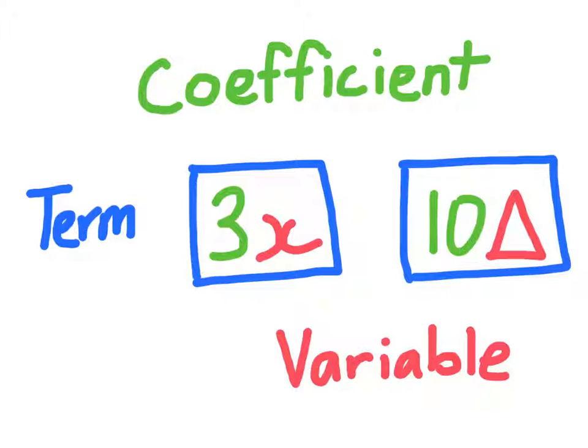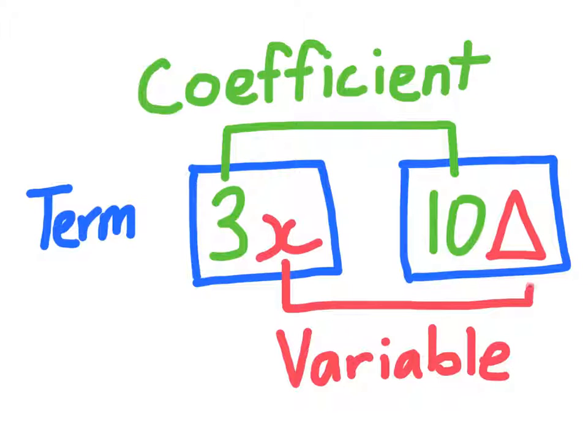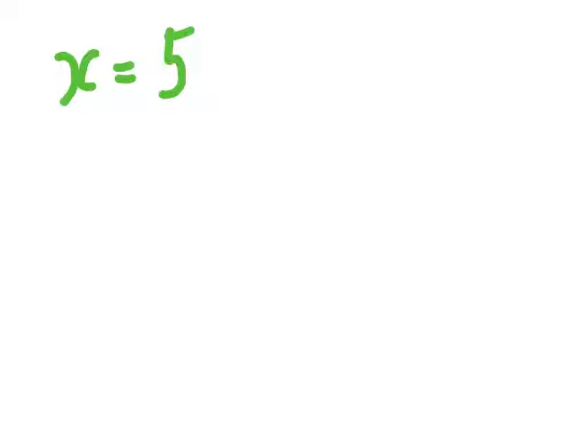When looking at these two terms, the number is what we call the coefficient, and the unknown variable is either represented with a symbol or a letter, so the x and the triangle are what we call the variables. They can vary in value. So when looking at variables, the values can be different.